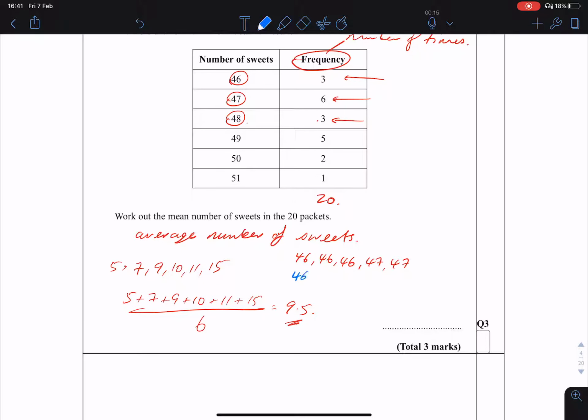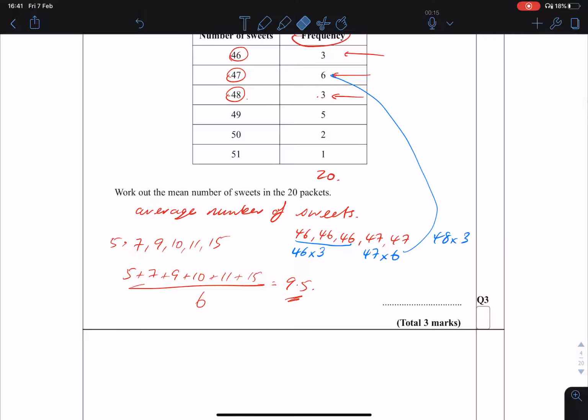And it's 46 times 3 because that's what we've got there. And we've got 47 times 6. So that 6 there, you can see, comes from there. And we've got 48 times 3. We've got 49 times 5. Okay, I'm just going to erase these bits over here. They're not needed anymore, I don't think.